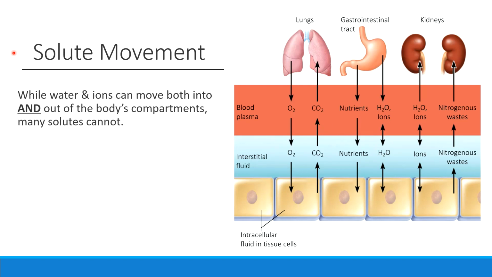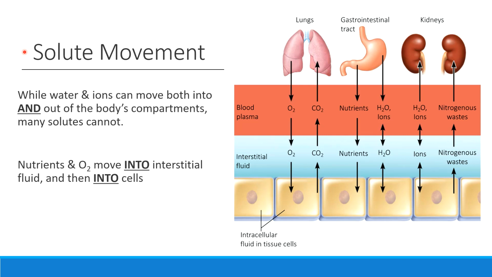When we talk about water and the ions that are dissolved inside of it, water and ions are able to move both into and out of each of our body compartments. So they can go back and forth. We can very easily do exchange of these solutes. But when we're talking about other things, so for example, nutrients or waste products and gases, often those things can only travel one direction. So consider as you're thinking about the way that dissolved things move.